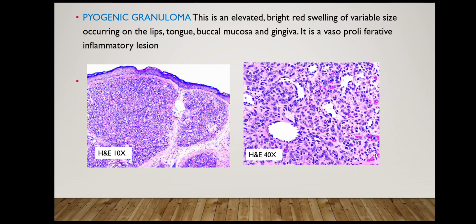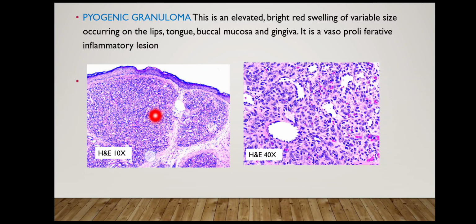Pyogenic granuloma is an elevated bright red swelling of variable size occurring on the lips, tongue, buccal mucosa, and gingiva. This is a vasoproliferative inflammatory lesion. That's why it was also named lobular capillary hemangioma, but it is not a hemangioma as such. What we are seeing is the mucosa of the oral cavity lined by squamous epithelium, and below this, it might be keratinized because of the corneal layer present.